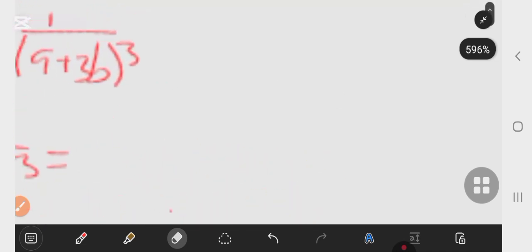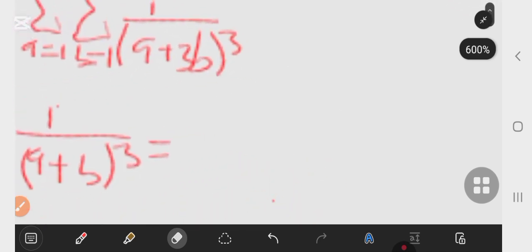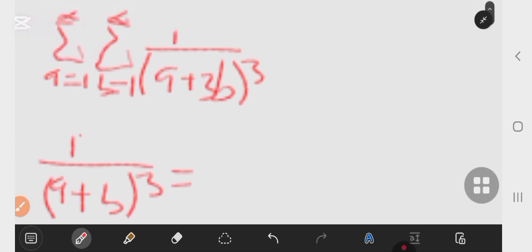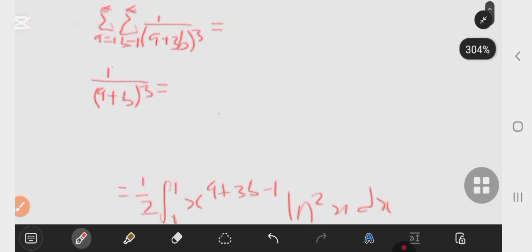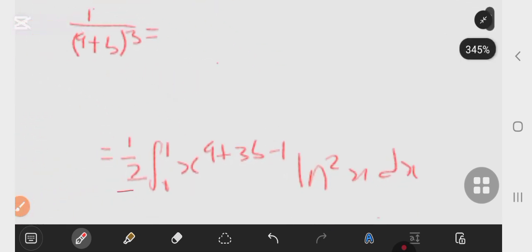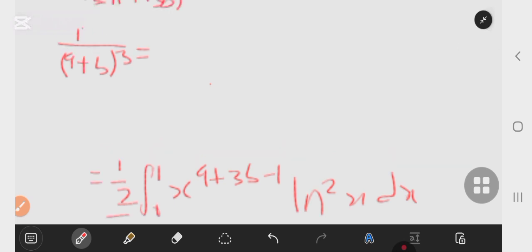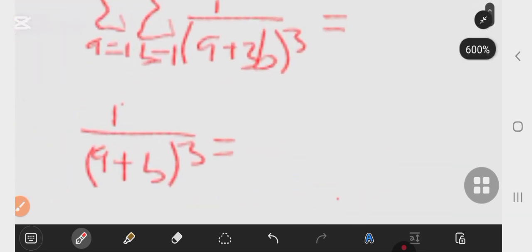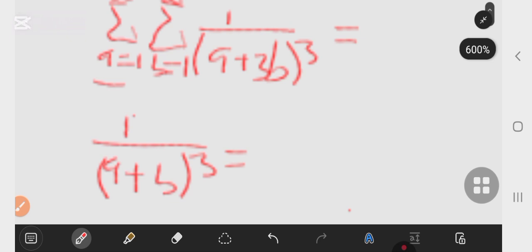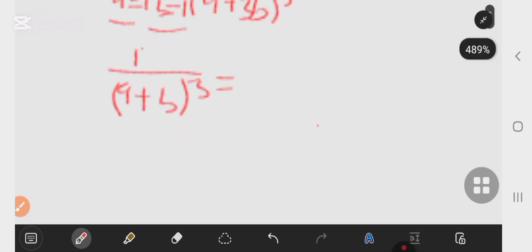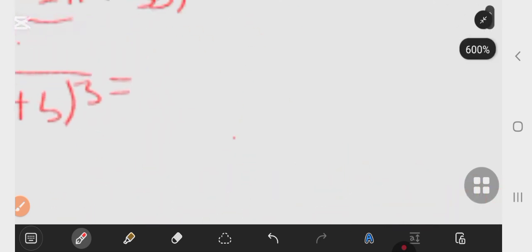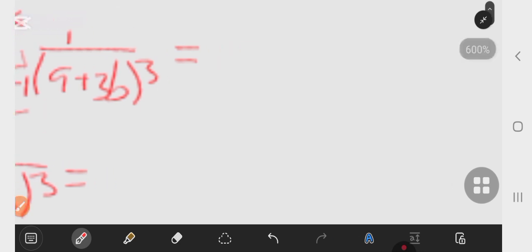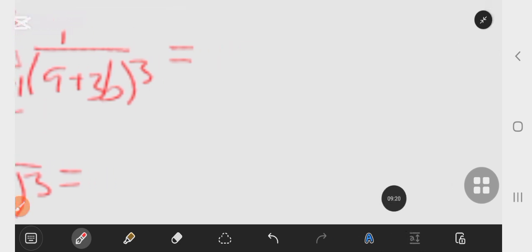So my sum now will become, since half is just a constant, and if you look at this sum, what is considered is only a and b, so I'll only write my half here, my half, then my integral from 0 to 1.